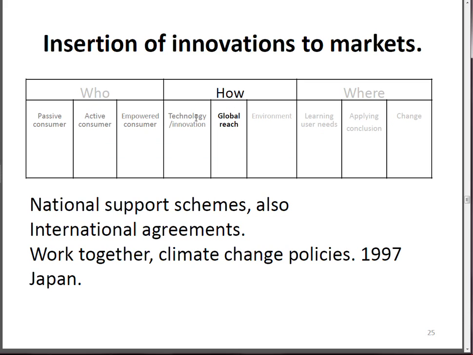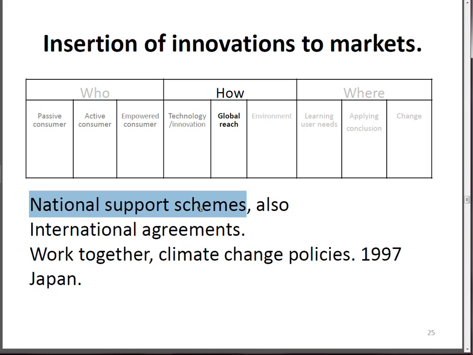So how? We discussed technology, innovation, and trying out on a small scale. That is one aspect of how. Let's look at a different aspect, and that will be global reach. We can also tackle things on a global level. And to do so, we think about national support schemes.